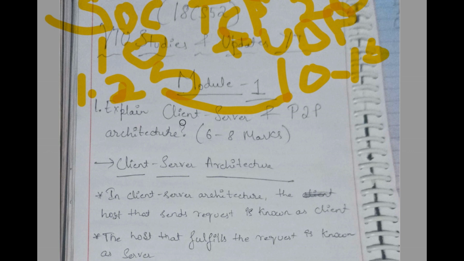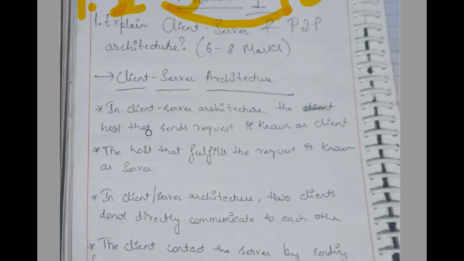Explain client server and peer-to-peer architecture. Client server architecture and peer-to-peer architecture. 6 to 8 marks.